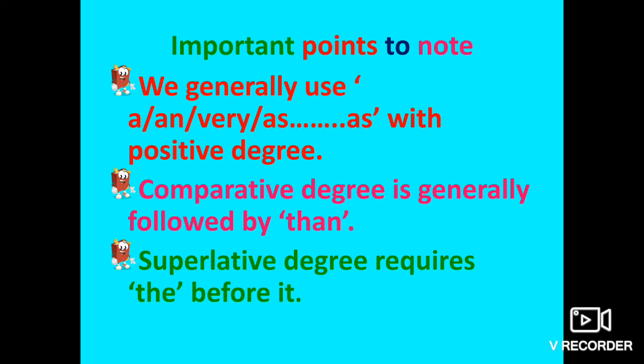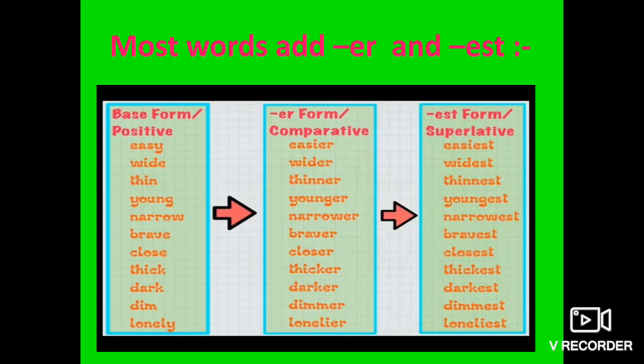And superlative degree requires the before it. See children, always remember there are mainly three articles, that is a, an and the. A and an we use with positive degree and the article we use with superlative degree. So these are the points you should keep in mind.